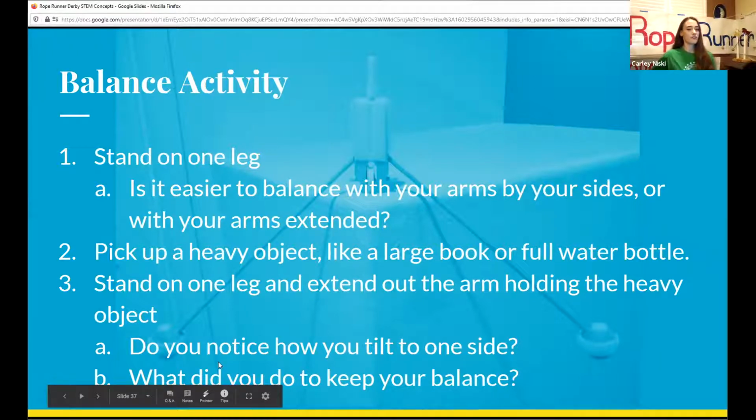So if you notice for this activity, when you held a heavier object, you had to shift your weight to create an equal balancing point. So you had the same weight on both sides. Okay.